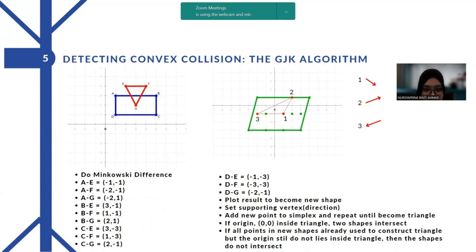If the origin lies inside the triangle, then the two shapes intersect each other. But if it does not lie inside, you need to repeat the step to test all points. But if the origin still does not lie inside the triangle, it means that the shapes do not intersect each other.